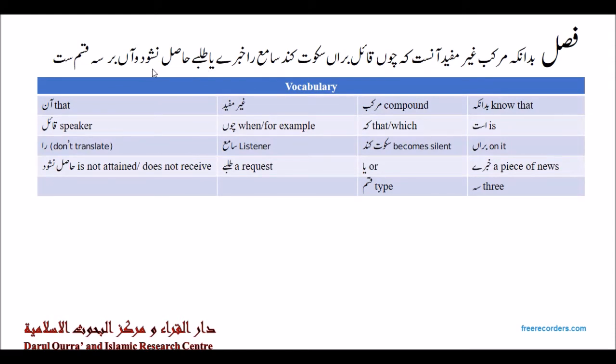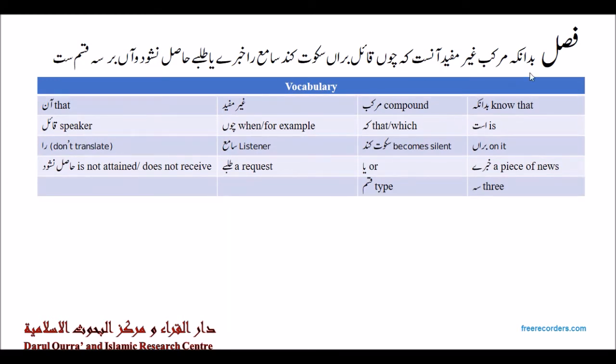Hasil nashawad. Hasil nashawad literally means is not attained. But over here we're going to translate it as does not receive. So again, this is a compound of two words. Hasil is the ism over here, and nashawad is the verb. So hasil nashawad put together, we're translating it together as does not receive. So if we were to translate that whole sentence now, the sentence finishes there. In Farsi, the verb comes at the end of a sentence.